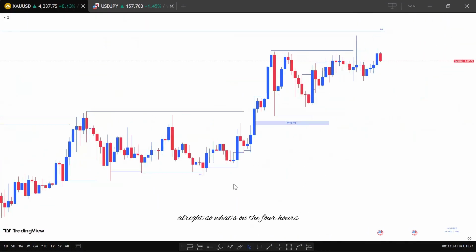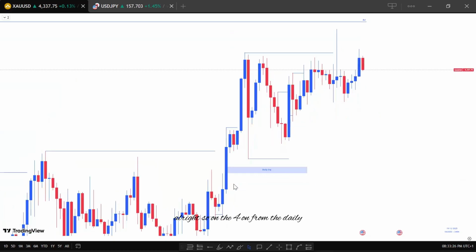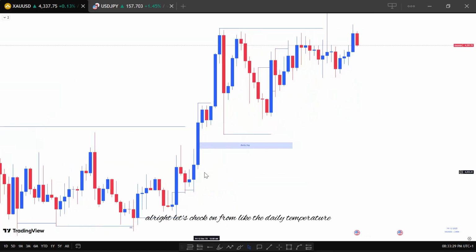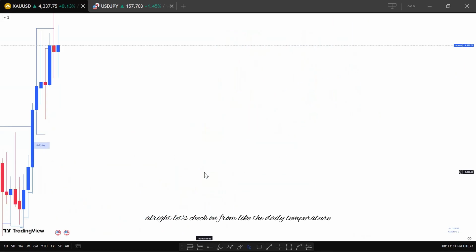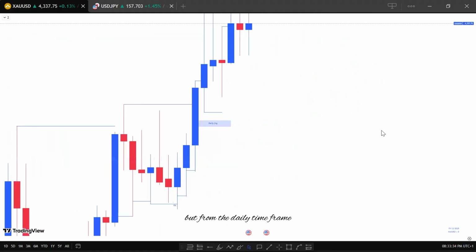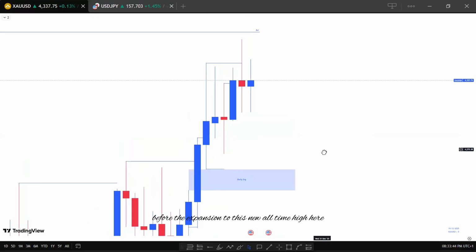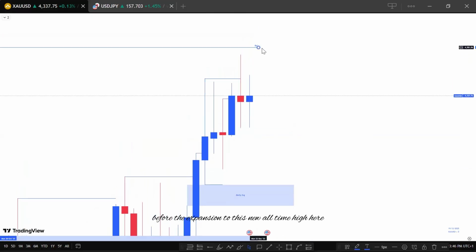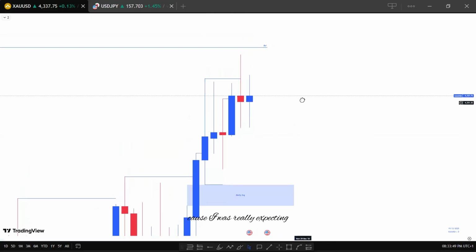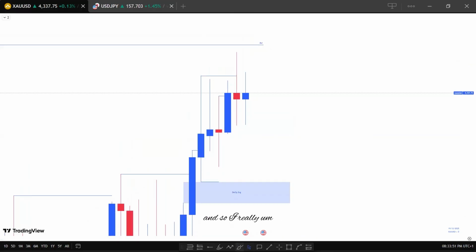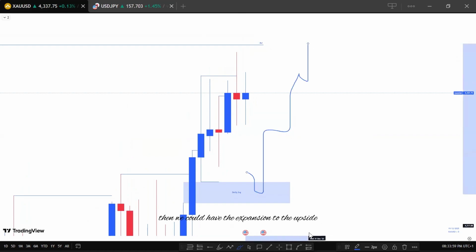All right, so what's on the 4 hours? Let's take it from the daily time frame. From the daily time frame, we had this very huge fair value gap that I was really expecting price to come into before the expansion to this new all-time high here. Because I was really expecting price to get to this all-time high, I anticipated price to come deep into this daily fair value gap, then we could have the expansion to the upside.